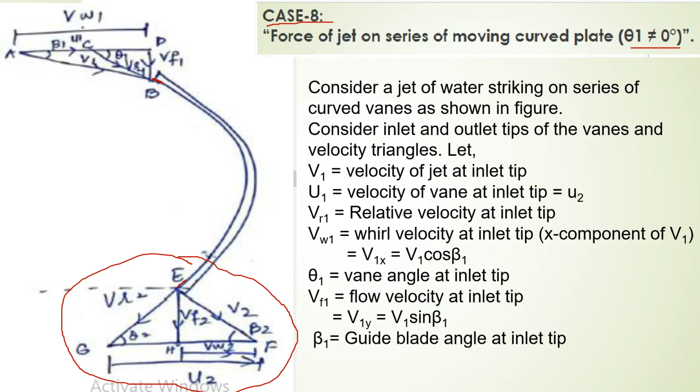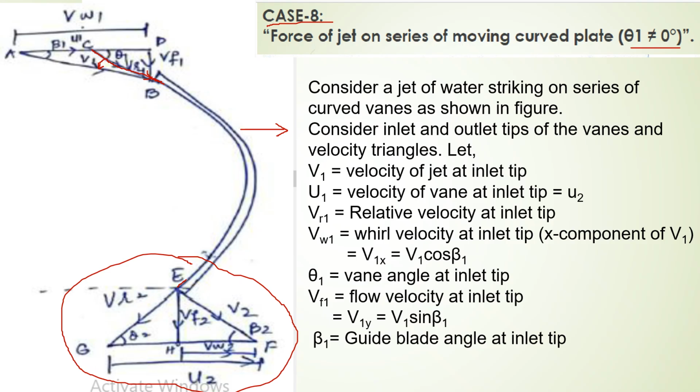For this case we have the same scenario. If the bucket moves in the forward direction, then due to this movement we may expect a little bit of deviation of the jet from the vane angle towards this side. When it is moving forward, the actual jet will be deviated towards the downward side. So VR1, the relative velocity, will have the same direction as the vane angle, but your actual jet will be deviated a little bit downward due to the movement of the plate.